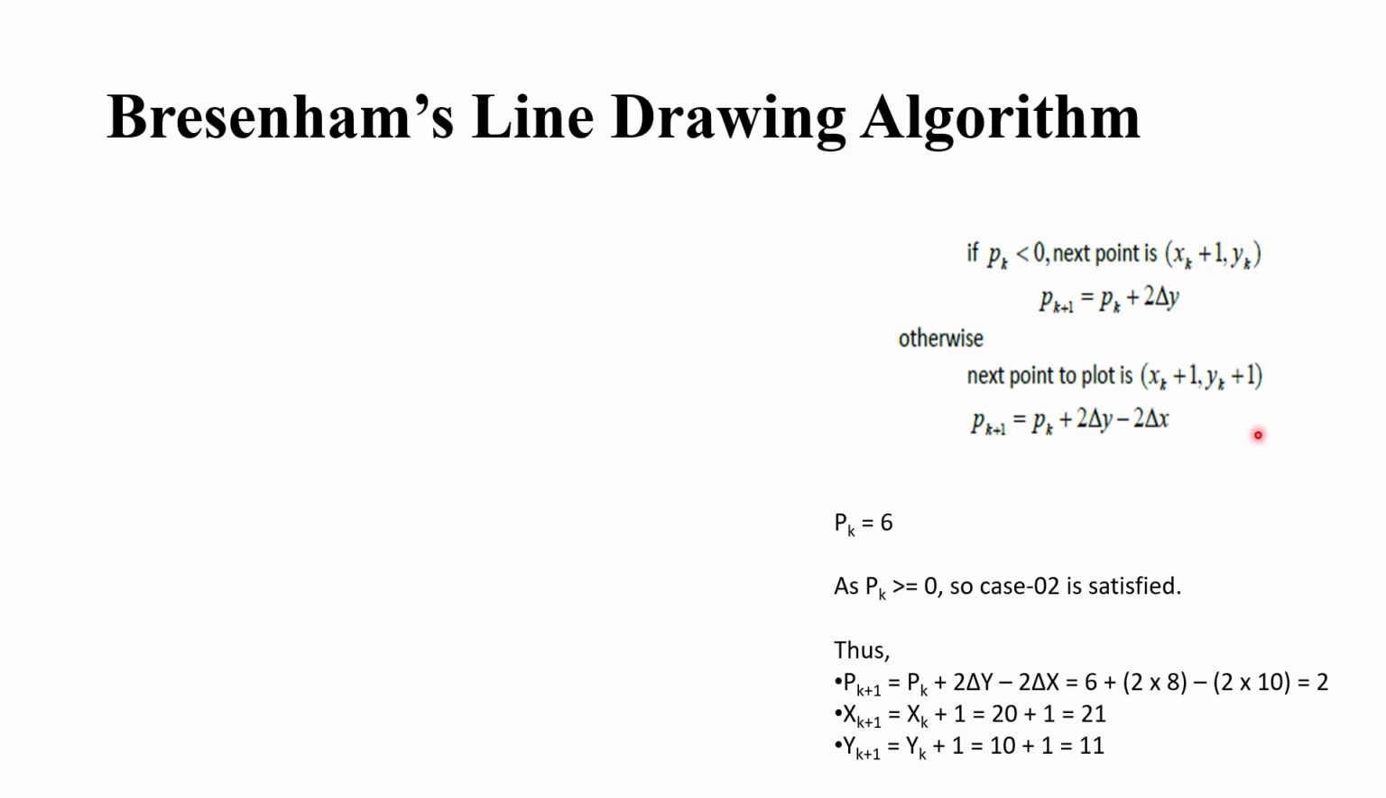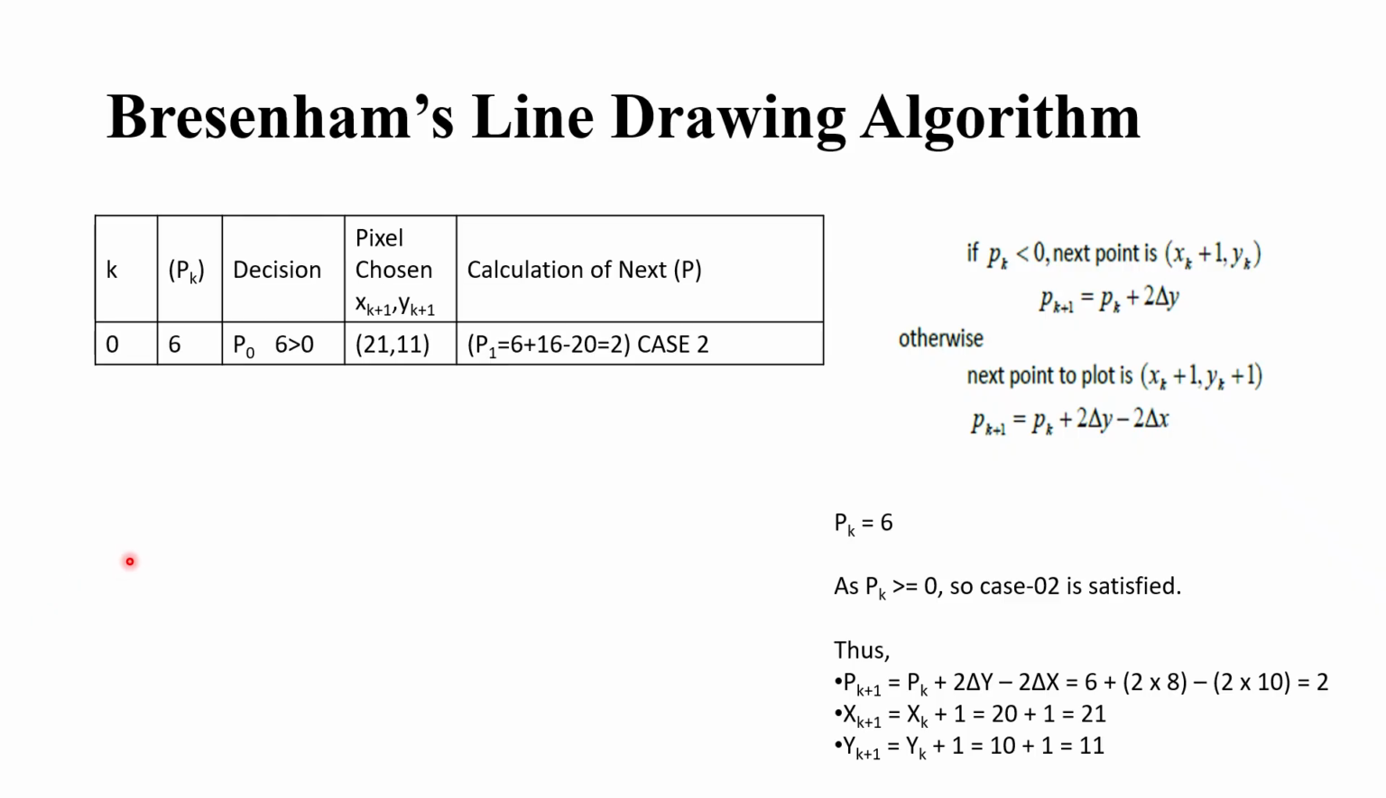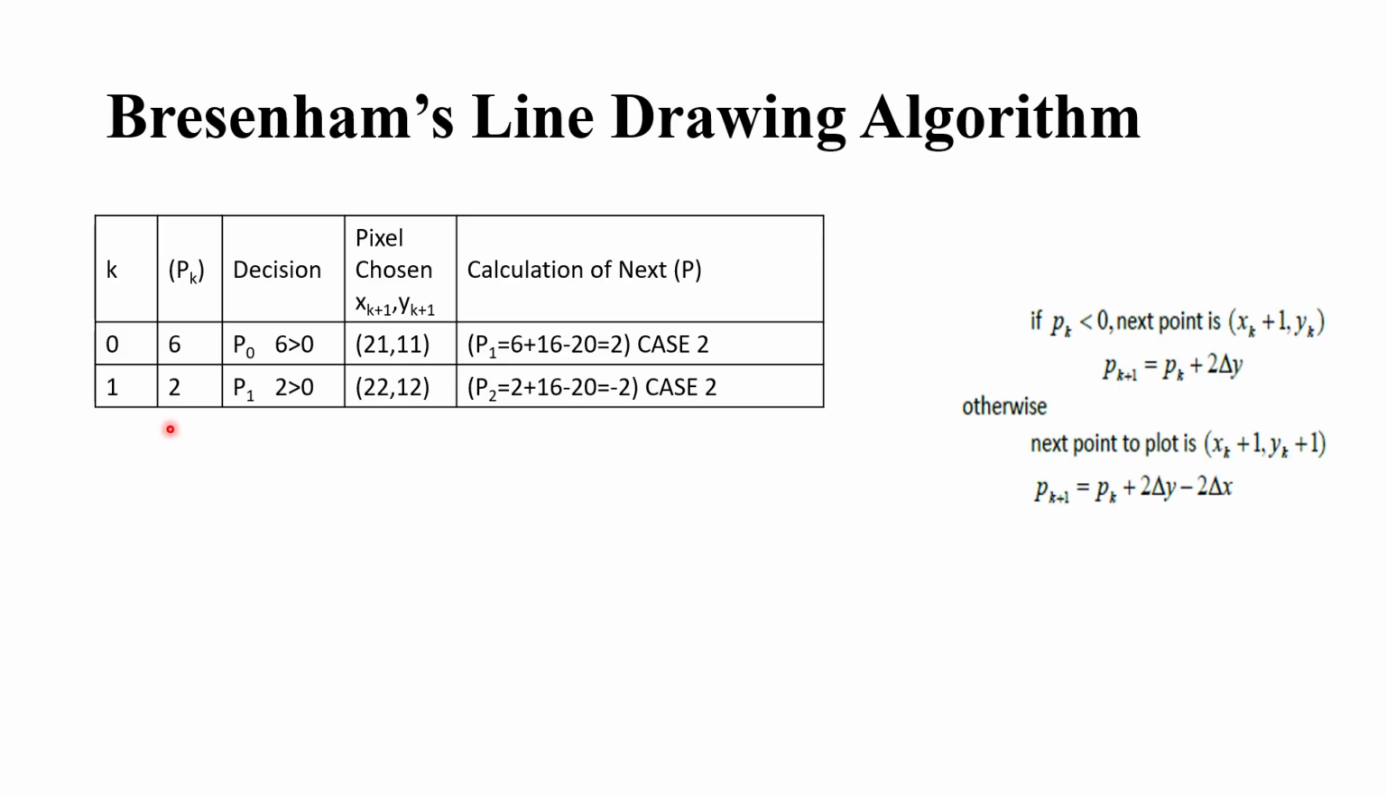In our case, the initial point x was 20 and y was 10. So that is why 20 plus 1 and 10 plus 1. So the next intermediate point to be plotted is 21, 11. So this is how the calculations are, and then we have plotted 21, 11. Now the new pk value is 2.